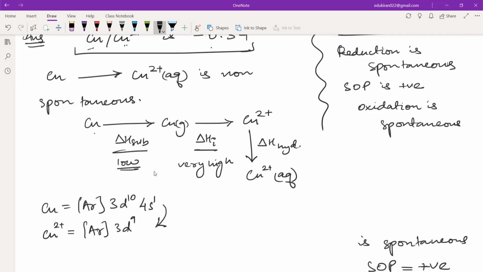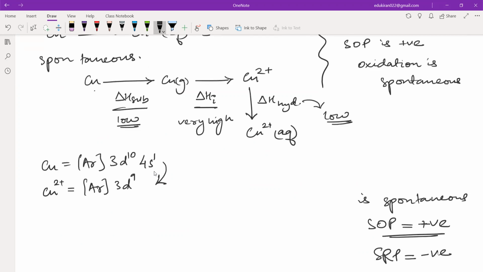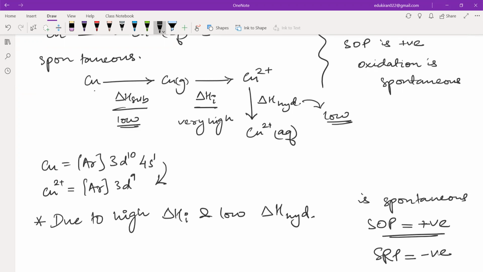Now, next is the hydration energy. For hydration energy you have to go to the data, and hydration enthalpy is low. It should be high, because if hydration is high, that means it is a stabilizing effect. Now for copper 2+, stabilizing is low. So the reason is two: high enthalpy of ionization and low enthalpy of hydration. These are the two reasons.